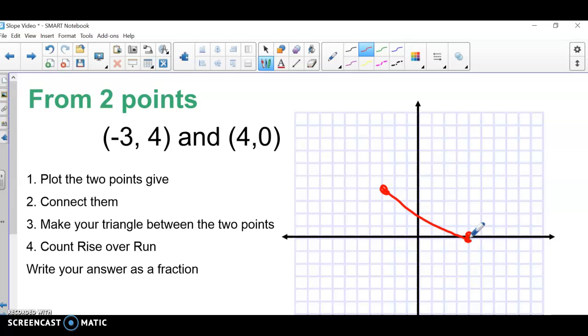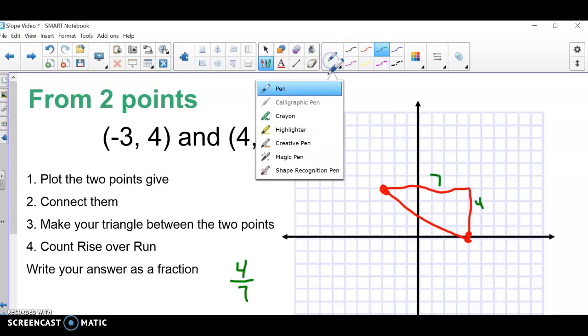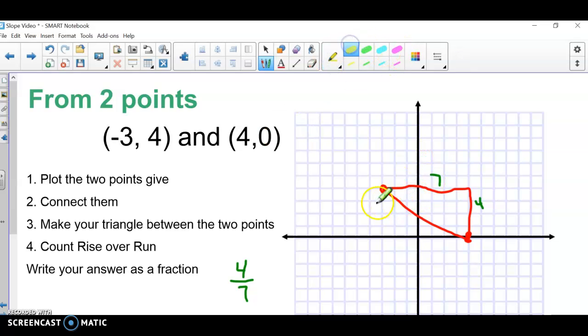And then just like before, I'm going to make my triangle. I'm going to go up and over. And then I'm going to count my rise over run. Up 1, 2, 3, 4. Over 1, 2, 3, 4, 5, 6, 7. So my slope is 4 over 7. Positive or negative, I look at my line, and if I get a highlighter, follow my line from left to right, I am going down. So my slope will be negative.